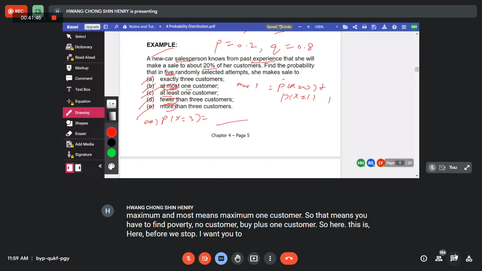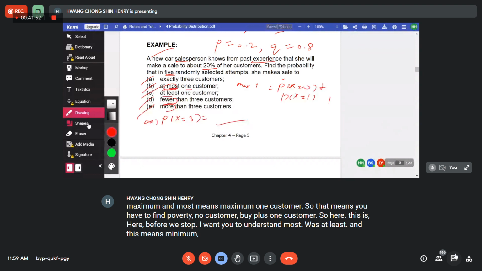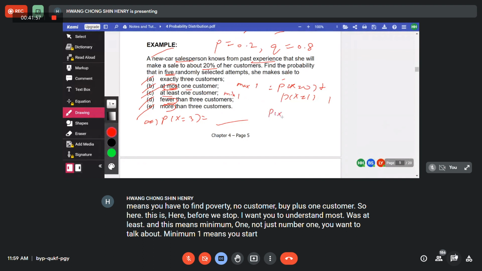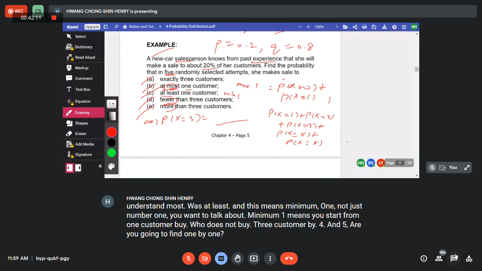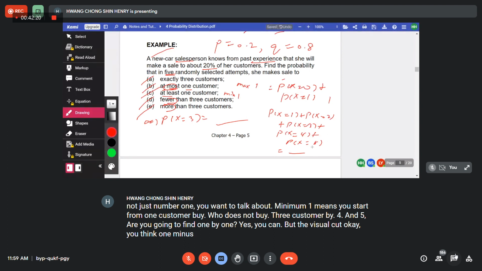I want you to understand the word at most. What's at least? At least means minimum 1. Like just now, you want to calculate what? Minimum 1 means you start from 1 customer buy, 2 customer buy, 3 customer buy, 4, and 5. Are you going to find 1 by 1? Yes, you can. But you want to use a shortcut? Okay, you take 1 minus P(X=0), no customer buy.